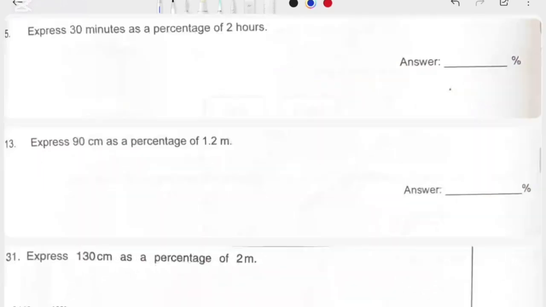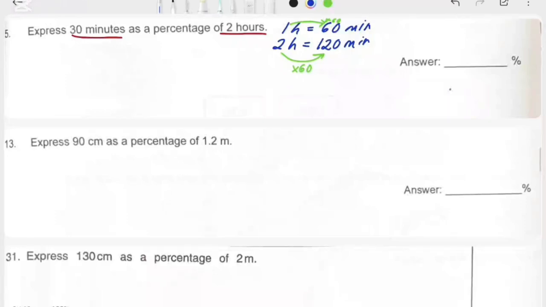Express 30 minutes as a percentage of 2 hours. 30 minutes and 2 hours, they're in different units. So let's first convert 2 hours into minutes. Now let's recall the conversion rate between hours and minutes. 1 hour is equal to 60 minutes. From 1 to 60, the multiplier is 60. So 2 times the same multiplier, 60, is equal to 120. 2 hours is equal to 120 minutes.